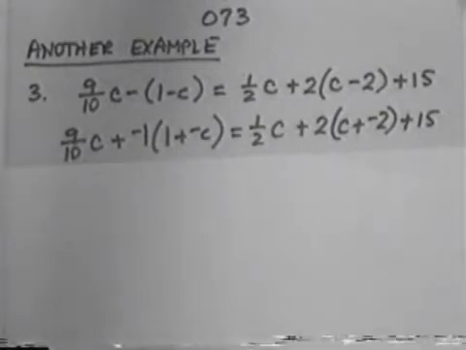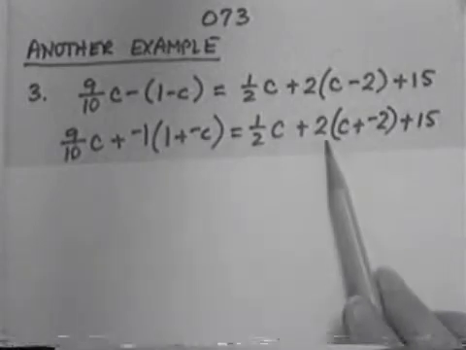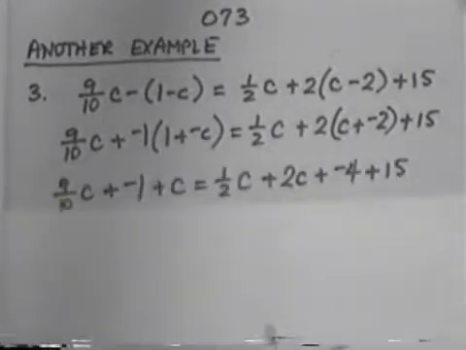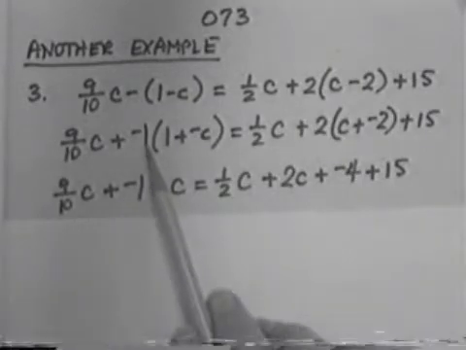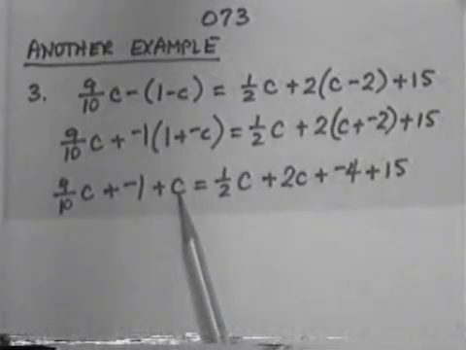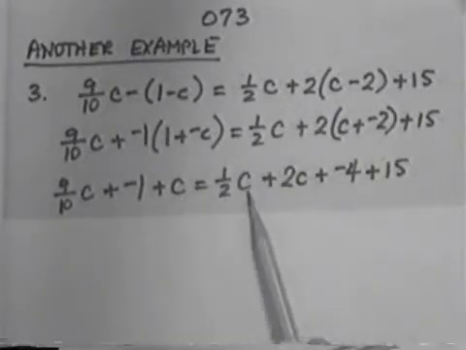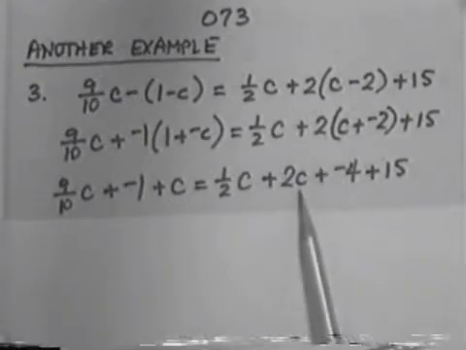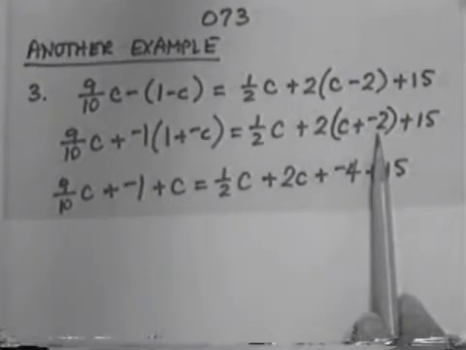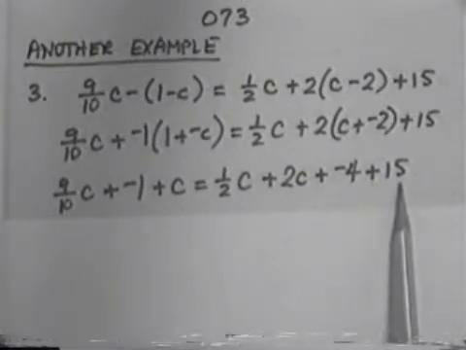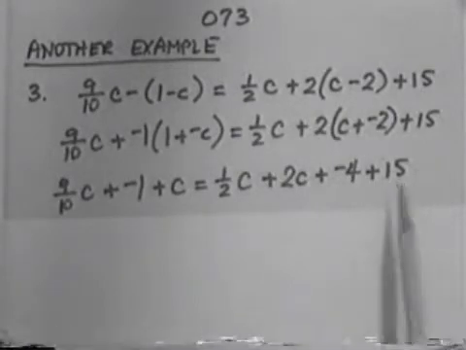Now the order of operations tells us to multiply. So let's multiply the coefficient times a set of parentheses on the left and on the right. That gives us 9/10 C plus -1 plus positive C equals 1/2 C plus 2C plus -4 plus 15. We still have more simplifying to do.